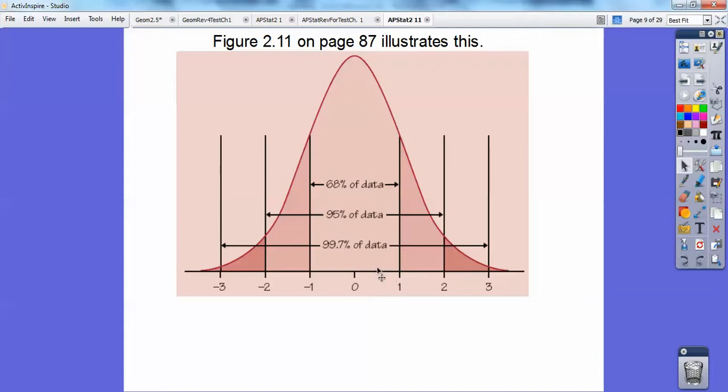So within one standard deviation of the mean mu, which in this case is 0, 68% of the data falls in there. If I went 2 to the left and then 2 to the right, that's 2 standard deviations. So 95% of the data falls within 2 standard deviations. And then within 3 standard deviations, almost the whole curve. Remember, the whole curve is 100% or 1. So 99.7% falls within 3 standard deviations of the mean.